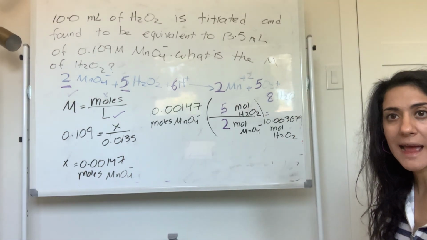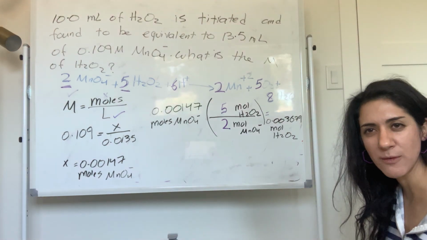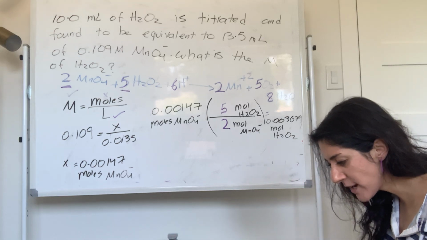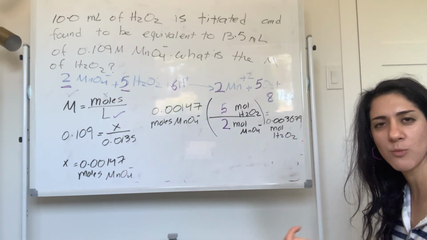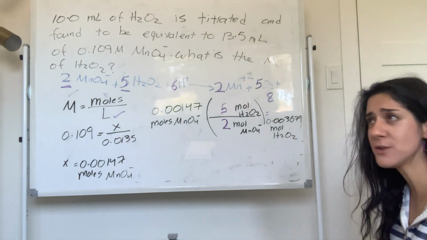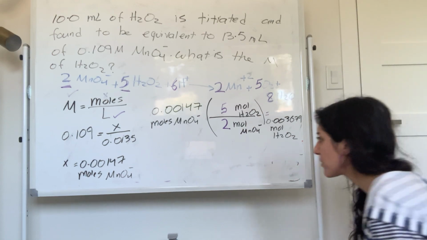So now I have the moles of hydrogen peroxide. But again, that's not what the question asked me for. What does the question ask me for? For the concentration of hydrogen peroxide. Well, what is concentration? Concentration is moles per liter. Do I have the moles of hydrogen peroxide? I do. Do I have the volume? 10 ml. I do. So I can just plug it in.